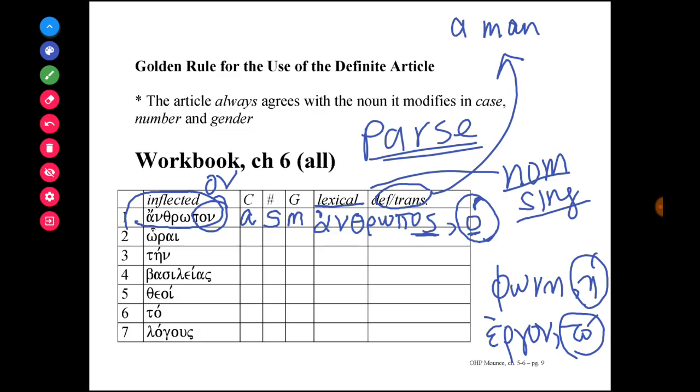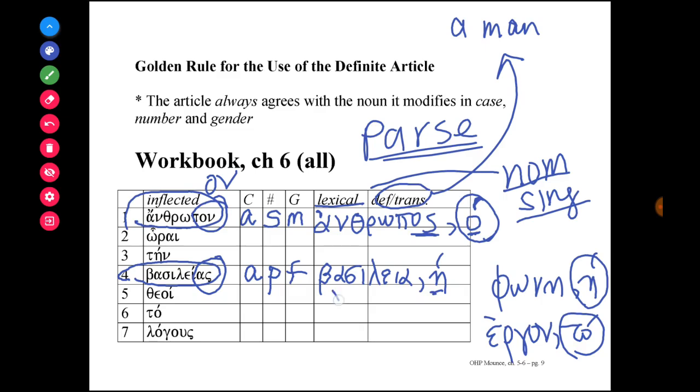Okay, so let's try basileias, which is the word for kingdom. Well, I'm looking at this as here, and that tells me, oh, got it. This is an accusative, it's a plural, and this is a feminine noun. And its lexical form is basileia. Hey, this is kingdom, and then this article here tells me I know it's feminine.